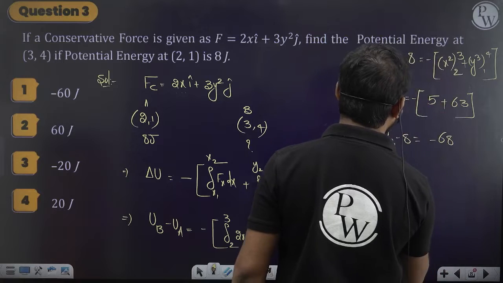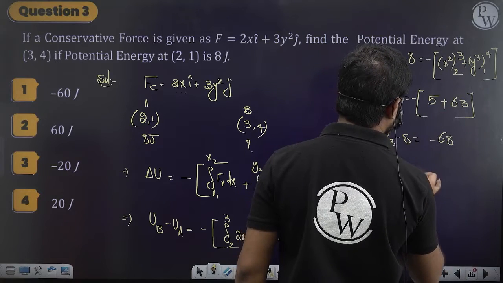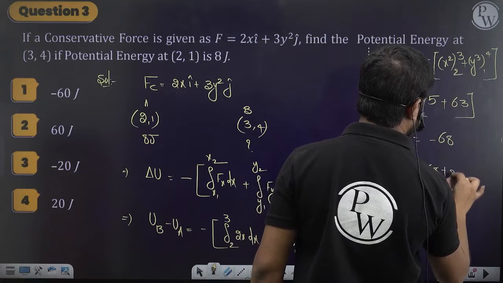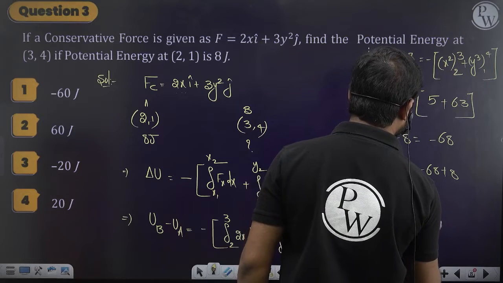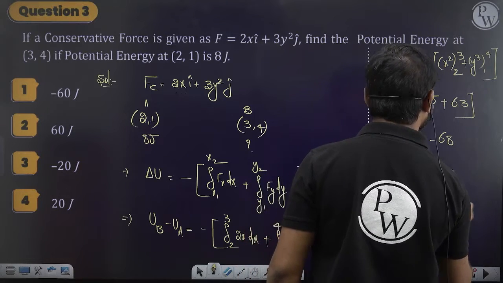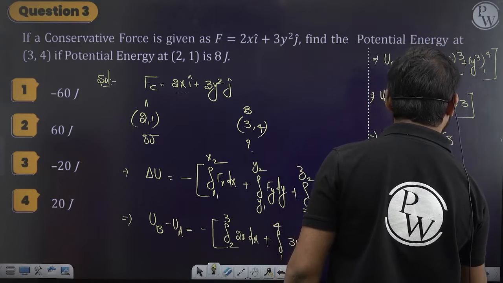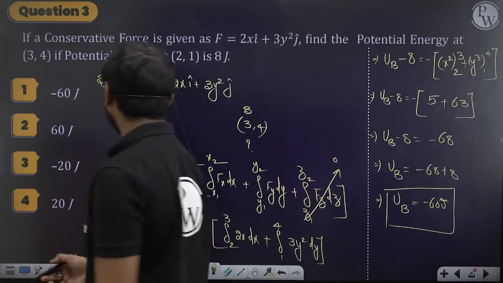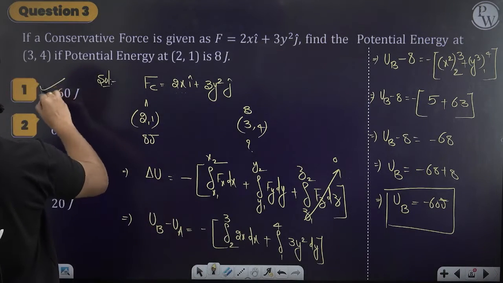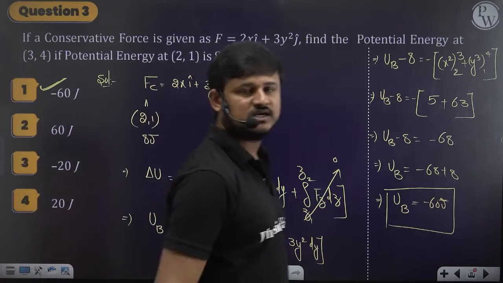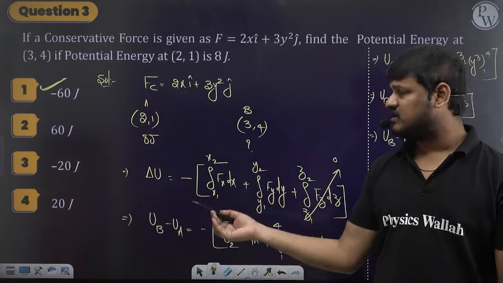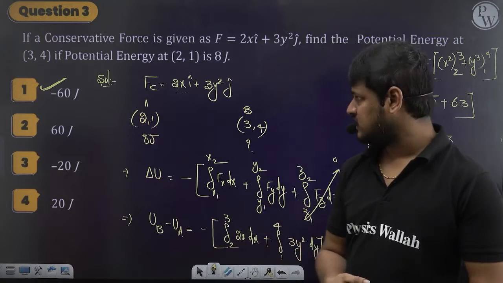Send this minus 8 to the other side. Ub is equal to minus 68 plus 8, so we get Ub equal to minus 60 joules. So the final potential energy at B is minus 60 joules. Option 1 is the correct answer, guys. Is the concept clear, everyone? Let's move further.